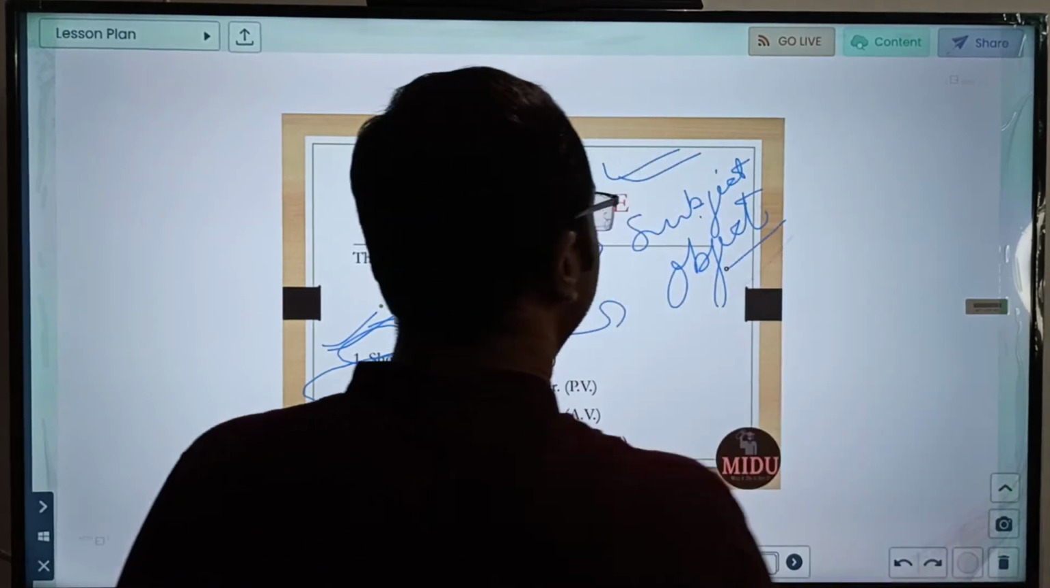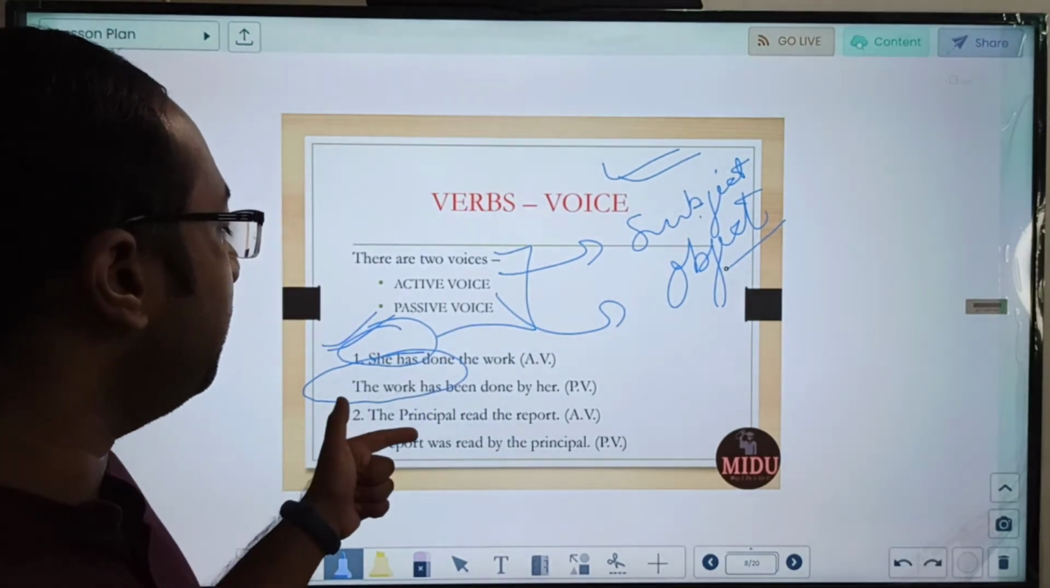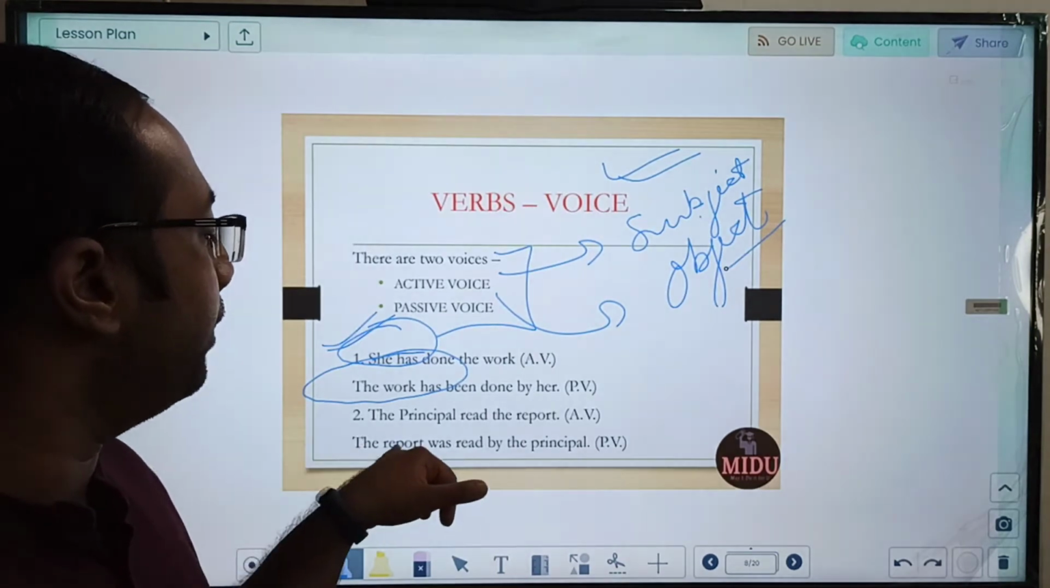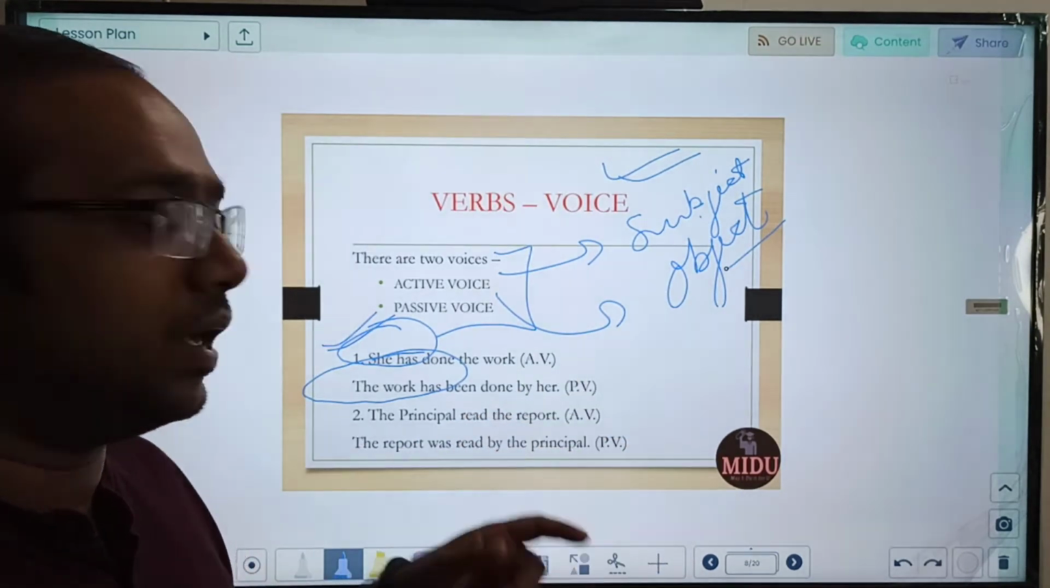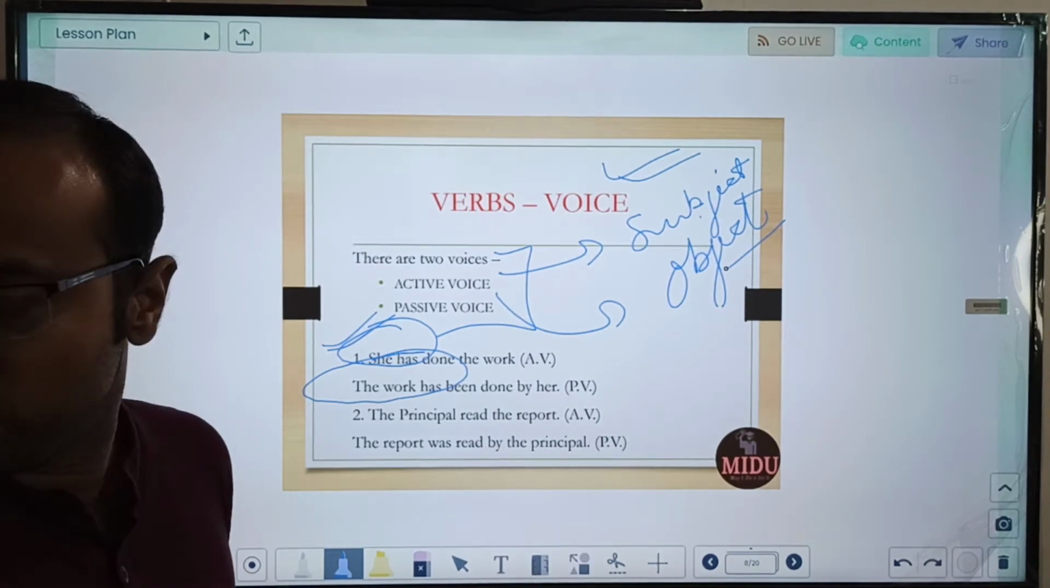This is the primary difference between your active voice and passive voice. Another example, the principal read the report. So focus is on the principal. The report was read by the principal. Here the focus is on the report. This is active and passive. Let us move to the next part.